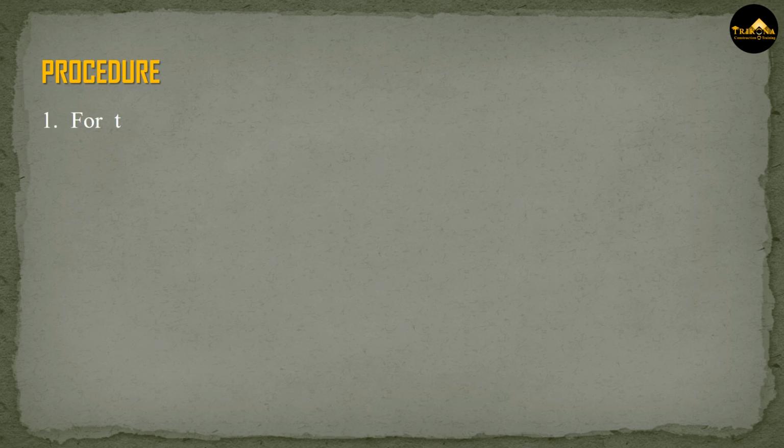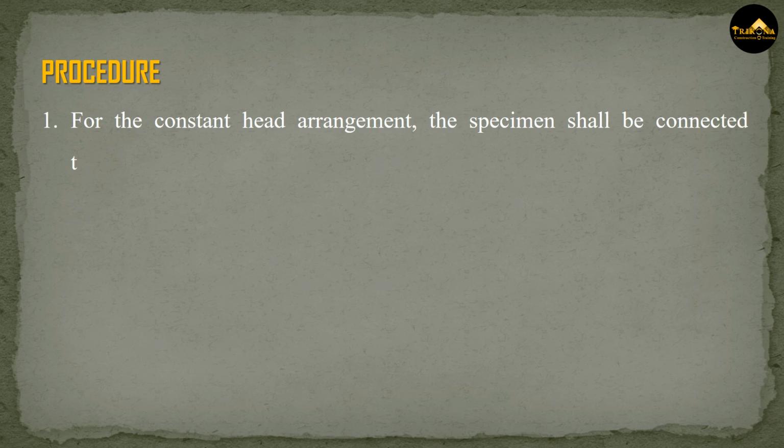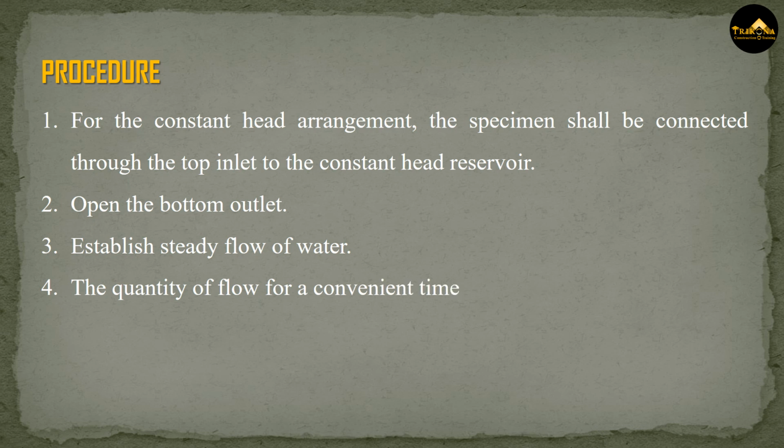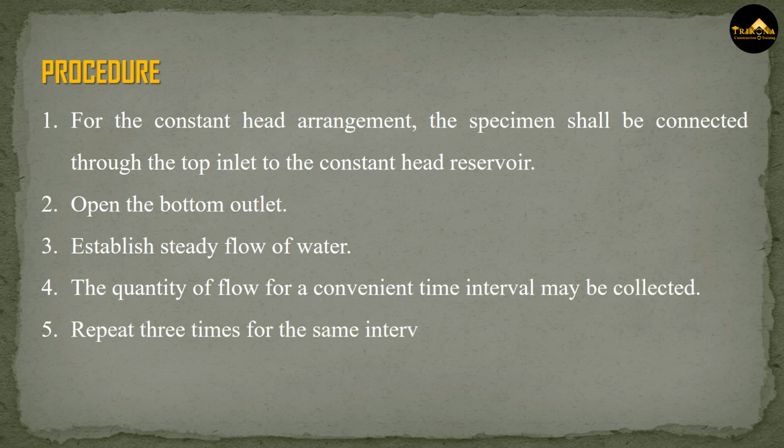Procedure. For the constant head arrangement, the specimen shall be connected through the top inlet to the constant head reservoir. Open the bottom outlet. Establish steady flow of water. The quantity of flow for a convenient time interval may be collected. Repeat 3 times for the same interval.